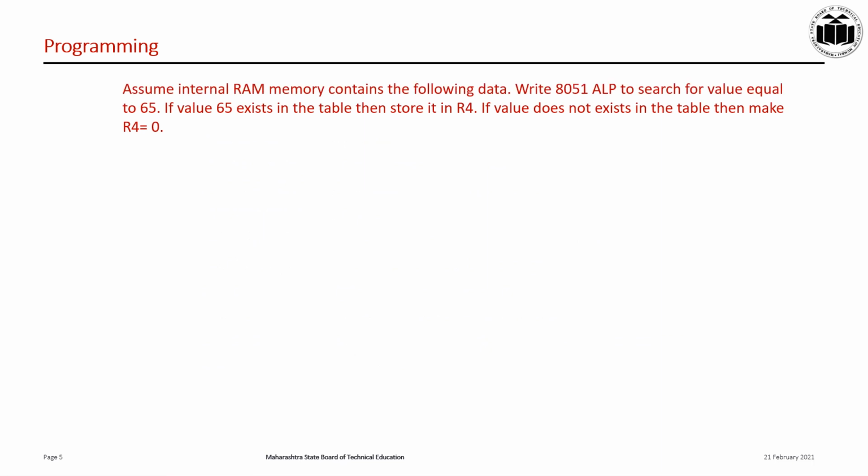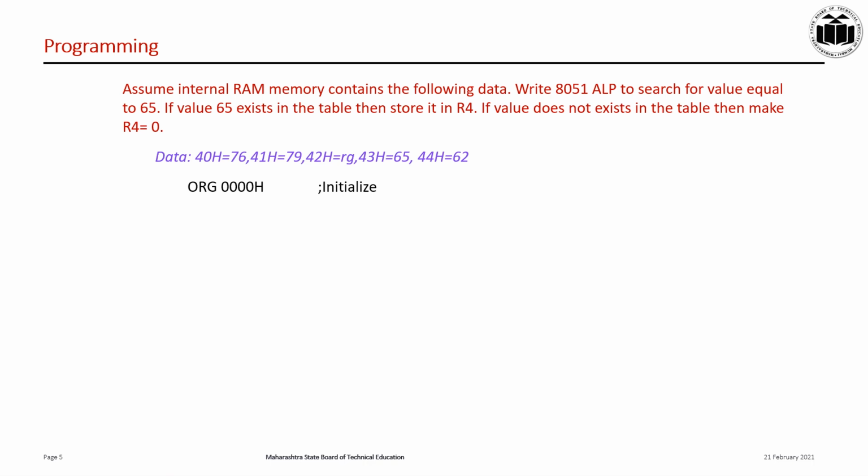Next program is to find the value equal to 65H in the given data. If 65H appears, then store it in register R4, and if the value does not exist, then make R4 equal to 0. The given data is: memory location 40H contains 76, 41 contains 79, 42 contains RG, 43 contains 65, and the 44 memory location contains 62.